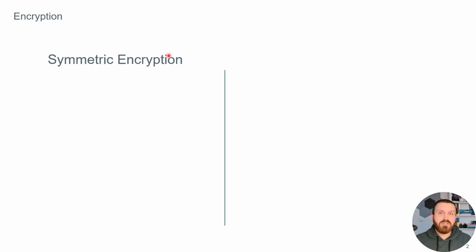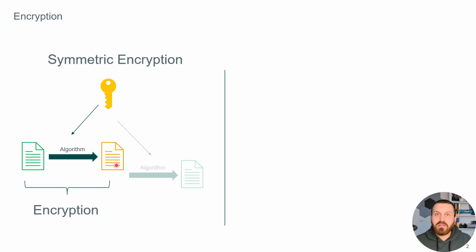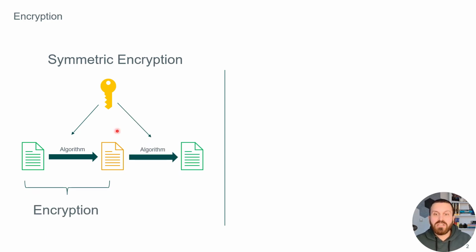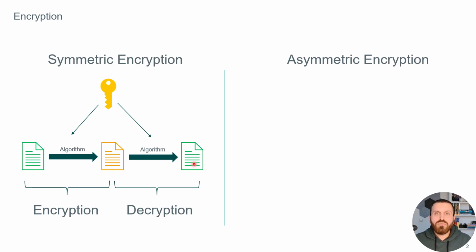We have two types of encryption. The first type is symmetric encryption. In this symmetric encryption, we have a key as I explained. We have the data that we want to encrypt using the algorithm and the key. We will create the encrypted file. And this process is called encryption. For decryption, we use exactly the same key to generate the file again out of the encrypted file, and we call it decryption. We have asymmetric encryption as well.